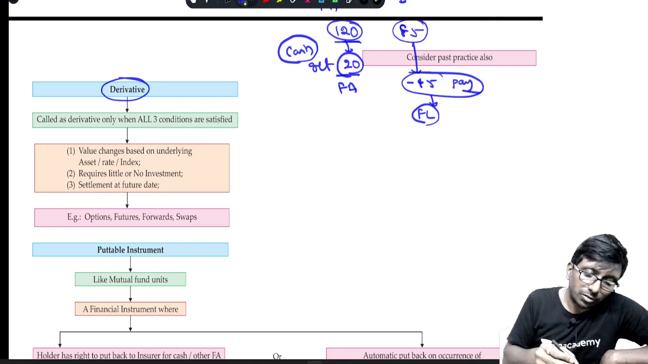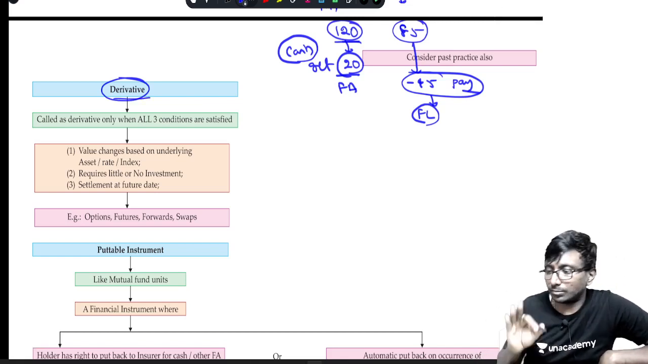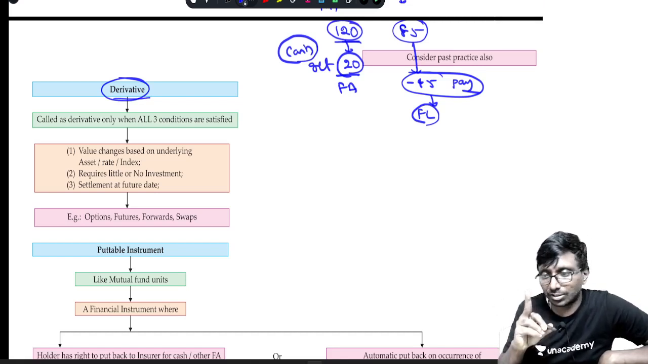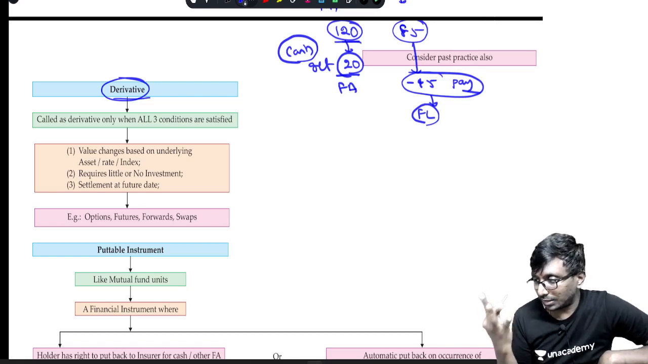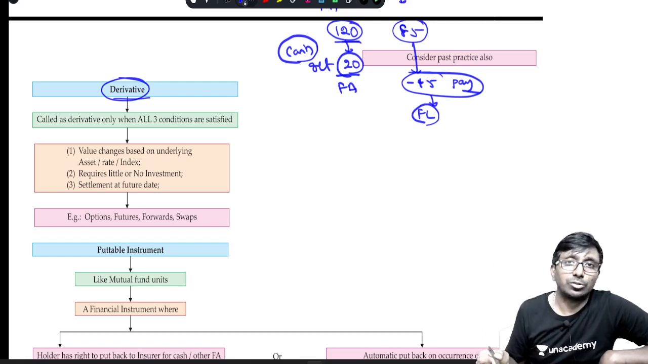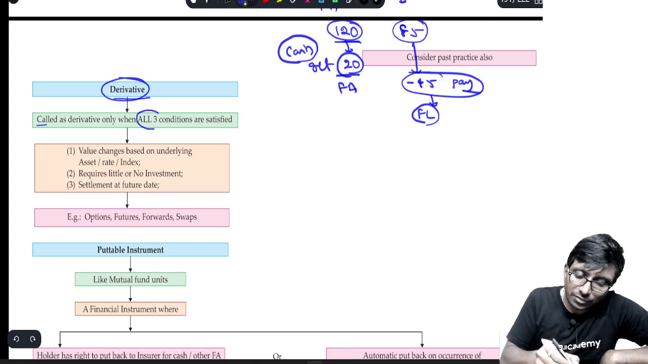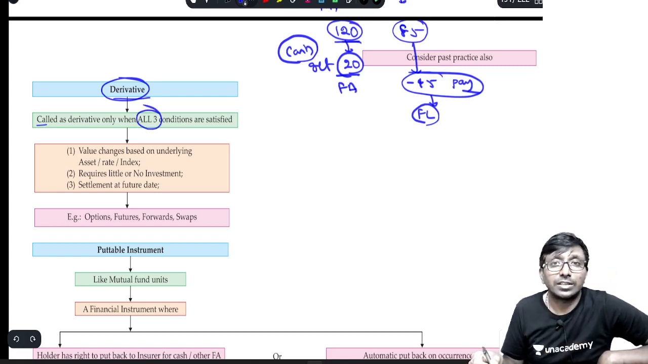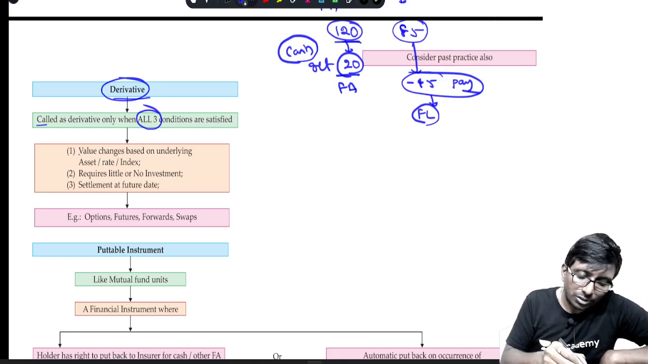Right. First, a derivative. When do you say an instrument is a derivative instrument? They have given three conditions in one definition. If you satisfy all the three conditions, then I say it is a derivative instrument. Otherwise, it is not a derivative instrument. So when do you call it a derivative? When you satisfy all the three conditions. Got it?